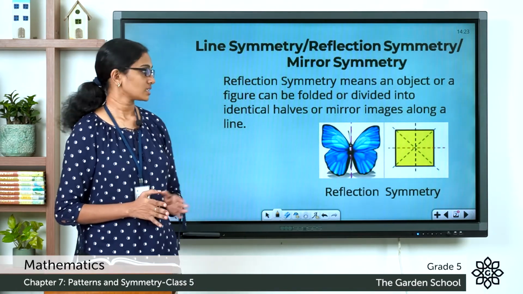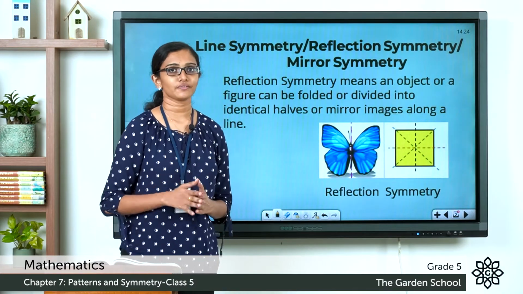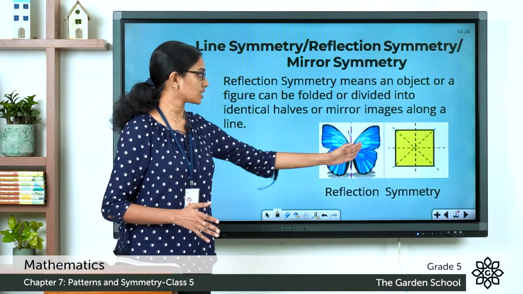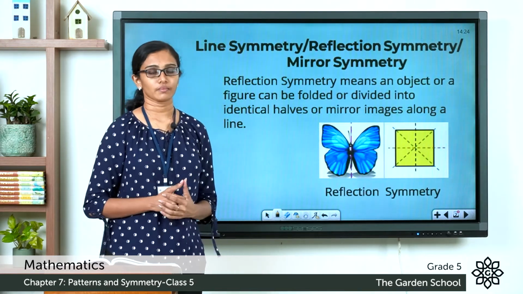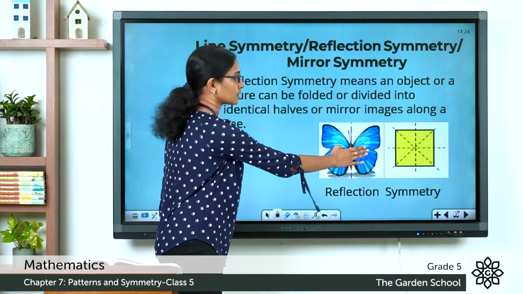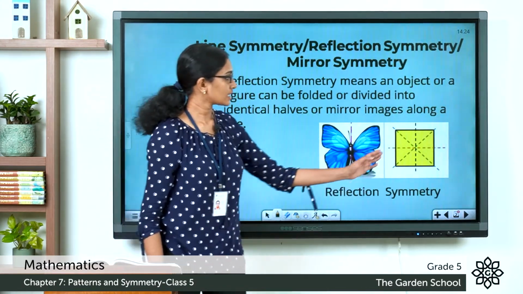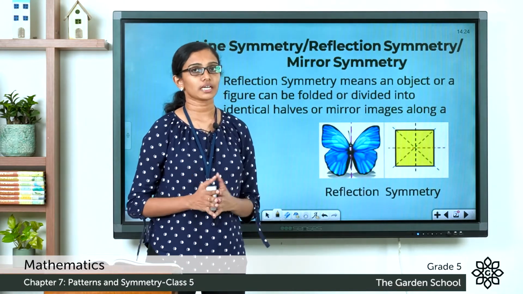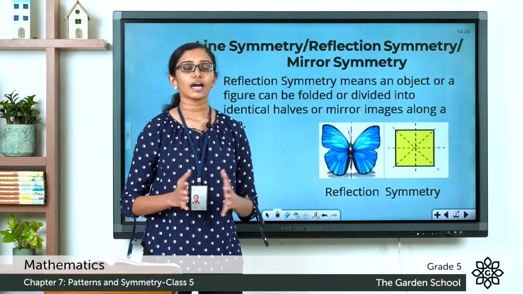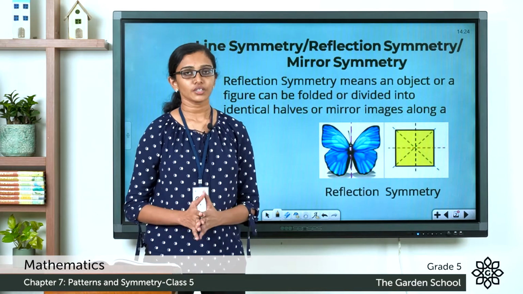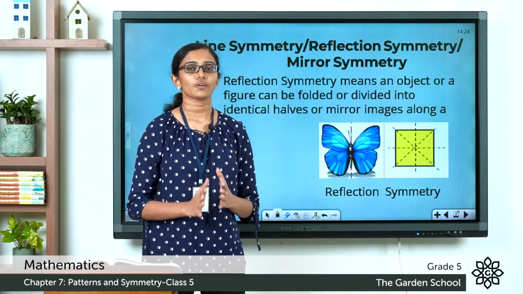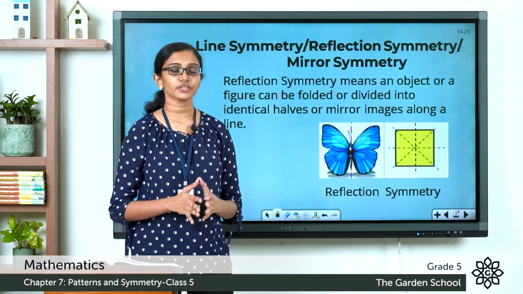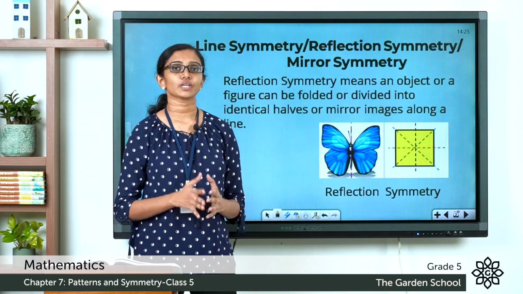other. See these examples? You can see the picture of a butterfly here, and there is a line which can divide this picture into equal halves or mirror images, and this part will be the reflection of this part. And here, the square: you can see different lines passing through the square which can divide it into identical halves or mirror images, and each half will be the reflection of the other half.